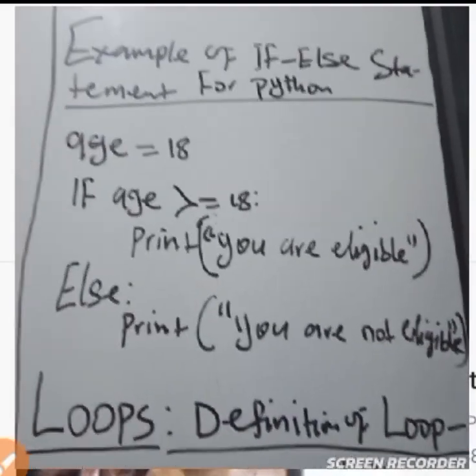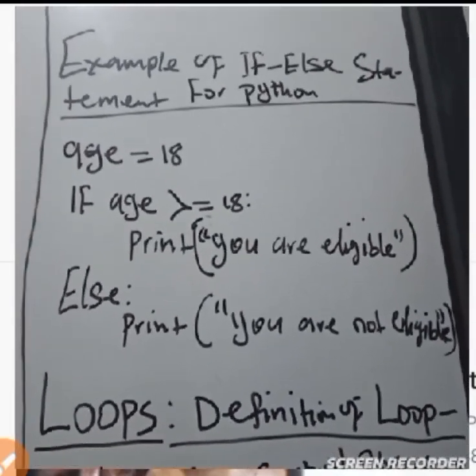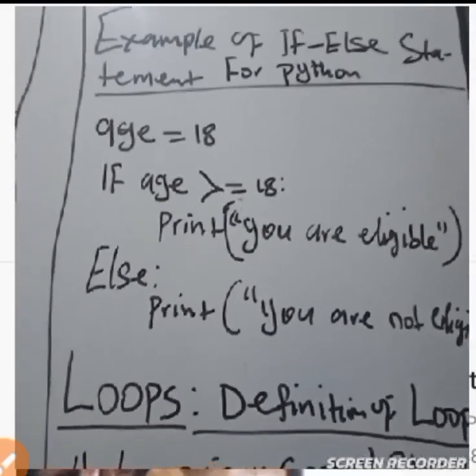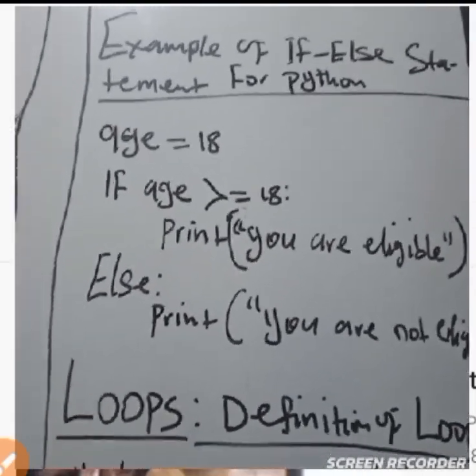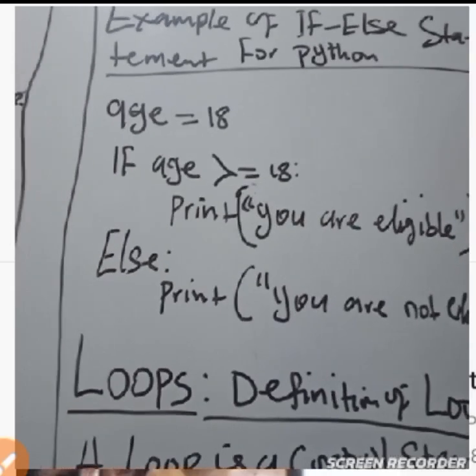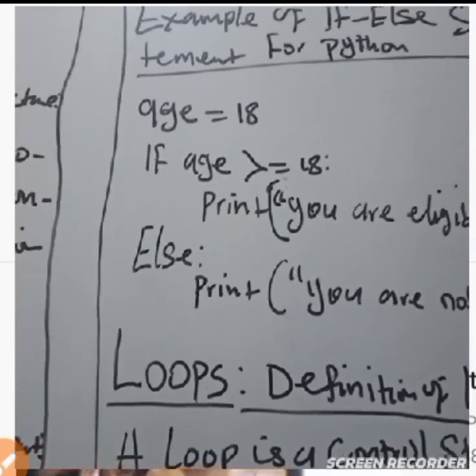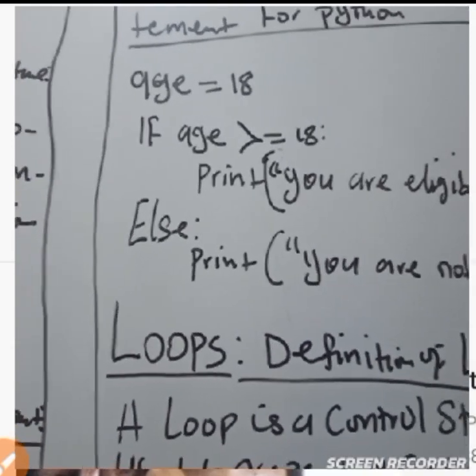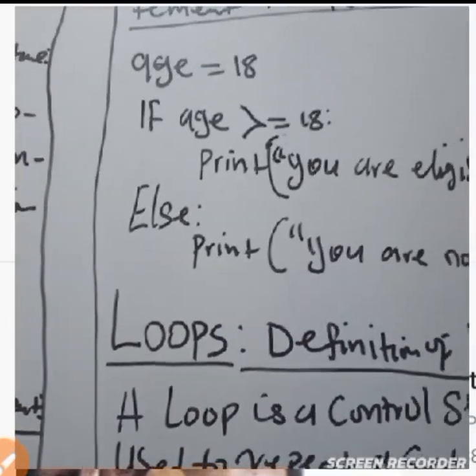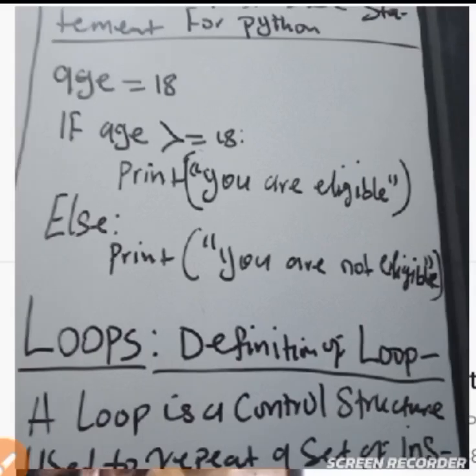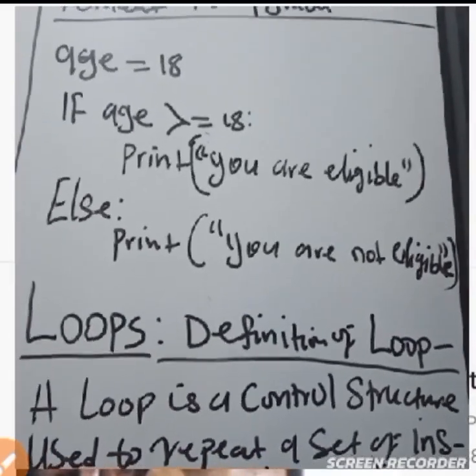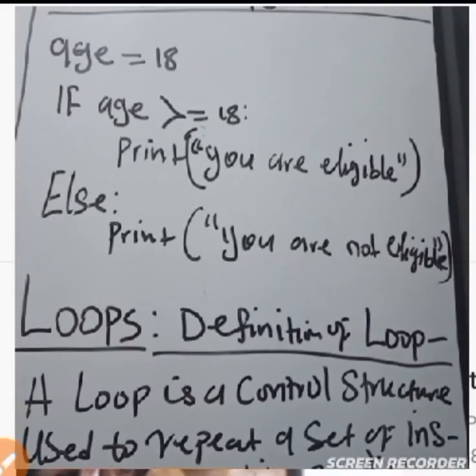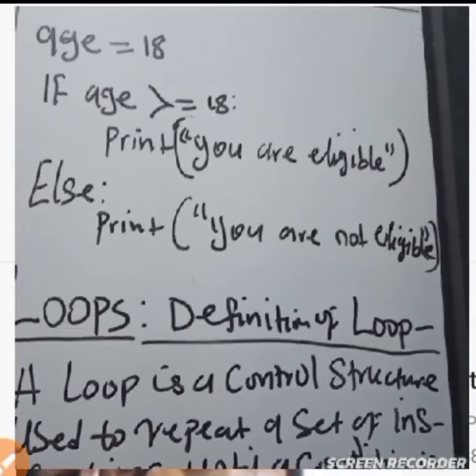So, examples of if else statement. These examples are in Python. As you can see there, copy it to your notebook. The example on the board is: age equals 18. If age is greater than or equal to 18, print you are eligible. Else, print you are not eligible.